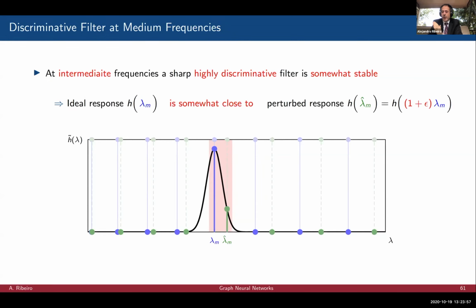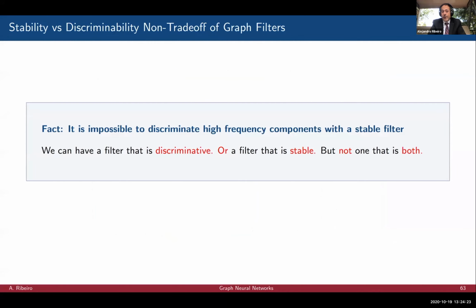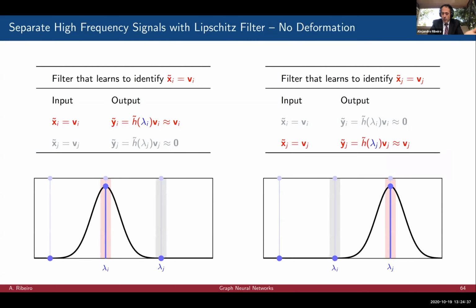However, as you keep increasing the frequencies, you're going to reach the point where you have your beautiful filter designed to capture your feature lambda h. But when the graph is perturbed, the filter actually instantiates lambda hat h, which is far apart, far away. I mean, it doesn't really capture any of the energy of the feature that you were trying to capture. Therefore, it is impossible to discriminate high frequency components with a stable filter. So you can have a filter that is discriminative or a filter that is stable, but you cannot have one that is both.